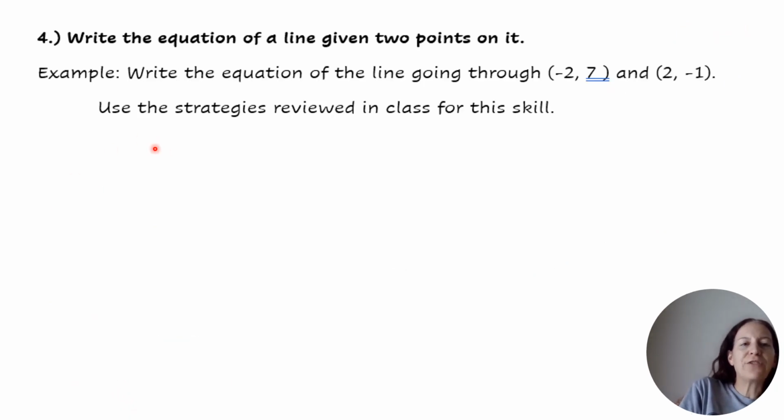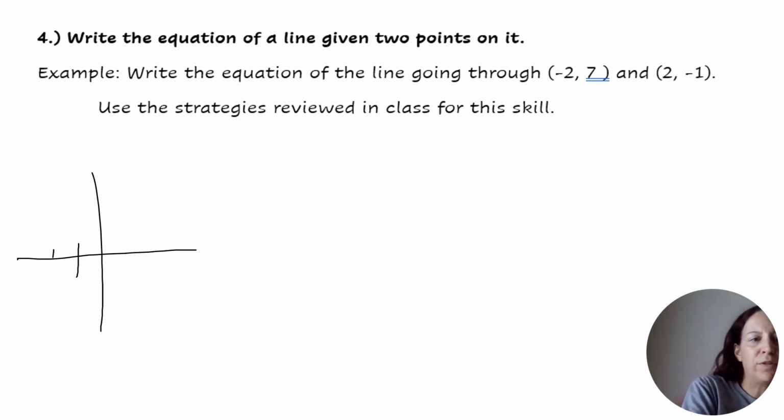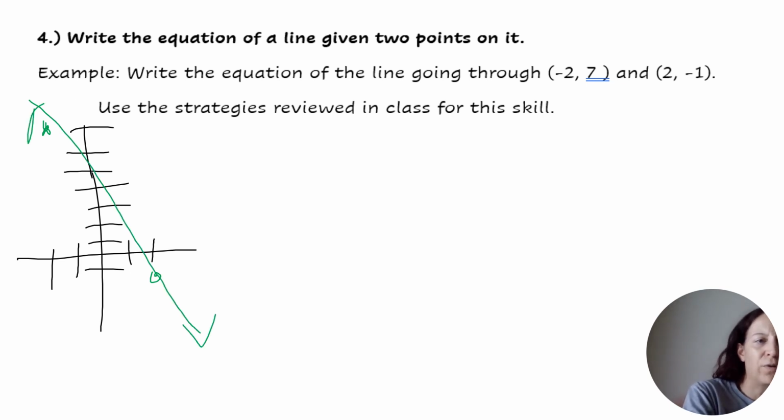Okay, so write the equation of a line given 2 points on it, and you have to use the strategies reviewed in class for this skill. Now, I'm actually going to have you do something before, and what I'm going to have you do is plot the points, and answer some questions. So the point -2, 7 is going to be up there, and the point 2, -1 is going to be here, and your line should go through those.